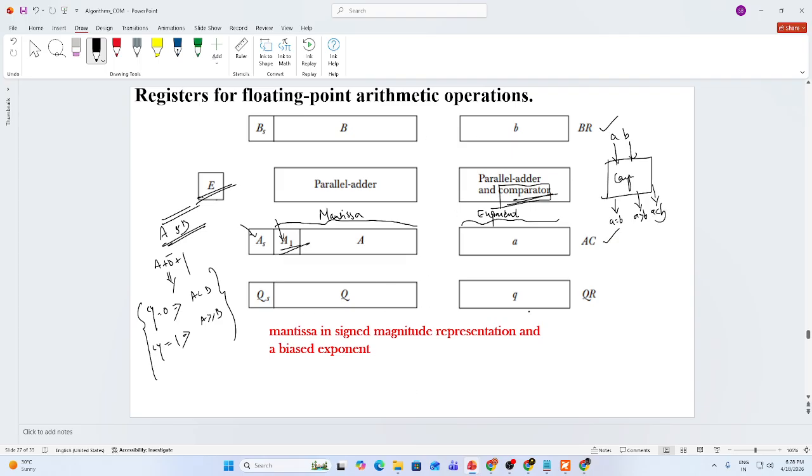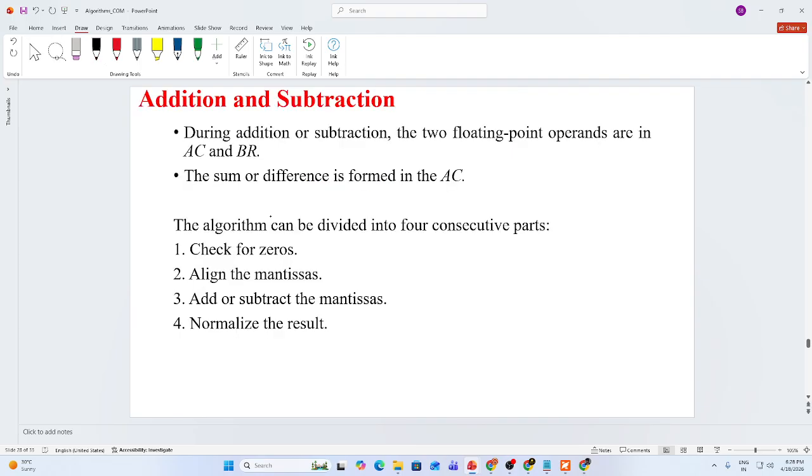There is one more register called QR. We are going to use this register in the multiplication and division algorithms. Also, multiplication and division require this parallel adder, which we'll see later. This parallel adder can do both A plus B and A plus B bar plus 1. Whatever it may be, this is the hardware. Now in this hardware let us see the algorithm.